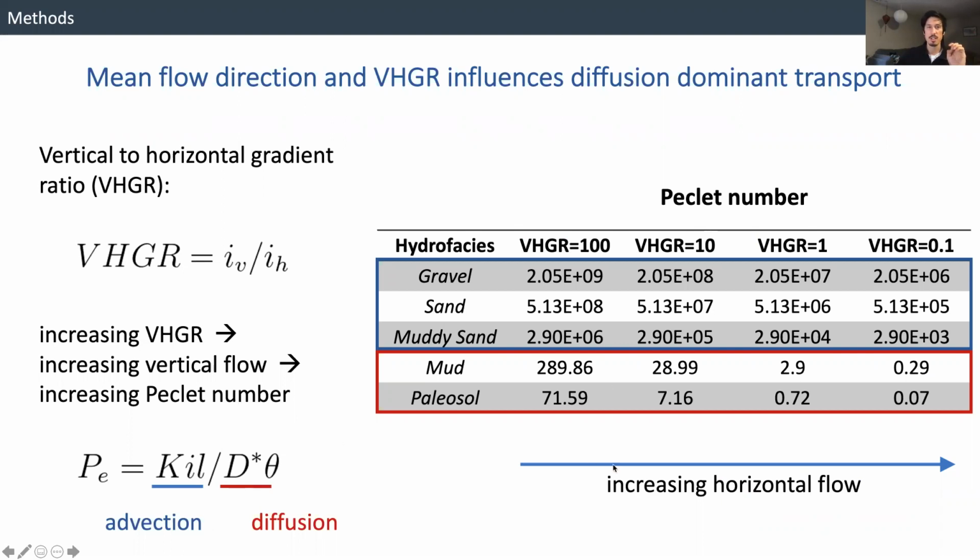And the takeaway here is that under a more natural ambient horizontal gradient, say VHGR equal to 1, low K facies like mud and paleosols are diffusion dominant and hold back mass. But when pumping and recharge increase the vertical flow, these facies actually become advection dominant, they transition. And as that transition takes place, there is a consequence on how non-Fickian the transport becomes, because these once diffusion dominant facies are now advection dominant. So as in the case of VHGR equals 100.